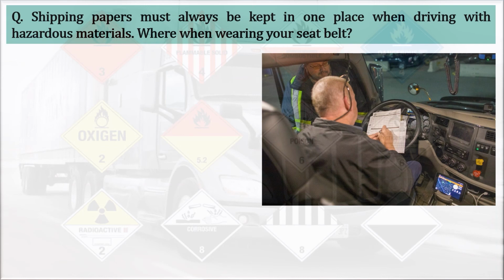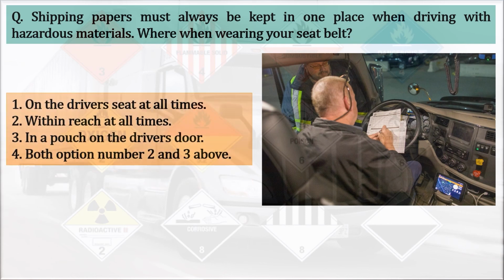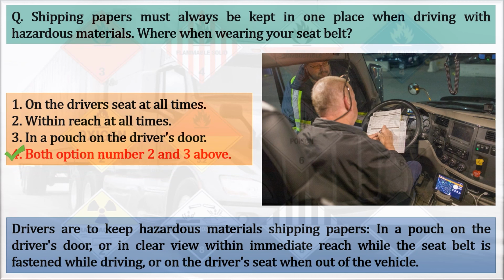Question: shipping papers must always be kept in one place when driving with hazardous materials. Where, when wearing your seat belt? Option number 1, on the driver's seat at all times. Option number 2, within reach at all times. Option number 3, in a pouch on the driver's door. Option number 4, both option number 2 and 3 above. The answer is option number 4, both option number 2 and 3 above.